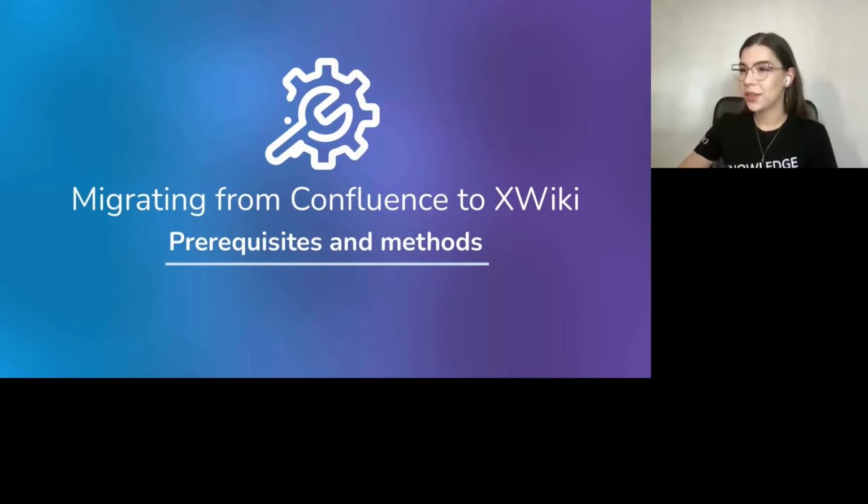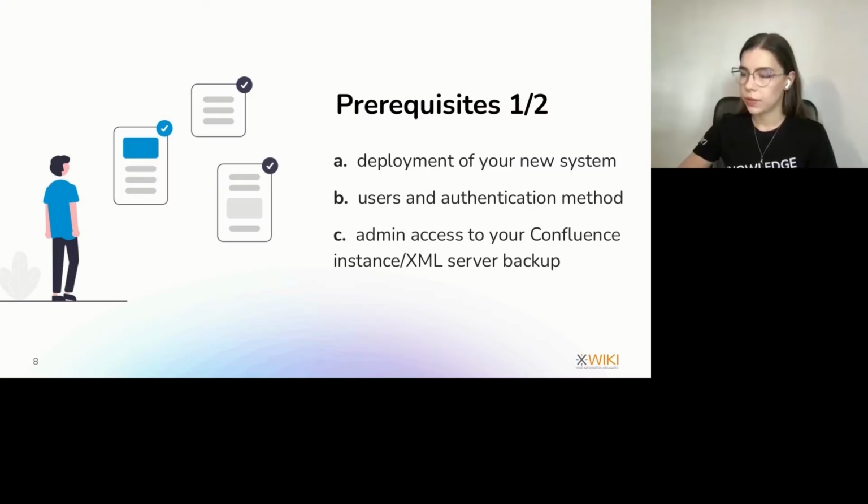Okay, last step before actually seeing a migration. When considering migrating from Confluence to XWiki, we need to have some prerequisites in place to have success in this regard. So first, we of course need a deployment of XWiki, your new system. As mentioned previously, XWiki being open source software, and software where we don't want to enforce any sort of vendor lock-in or data lock-in, you have the full freedom in deciding how you want to deploy your XWiki instance, where to host your data, and again, what configuration you wish to choose.